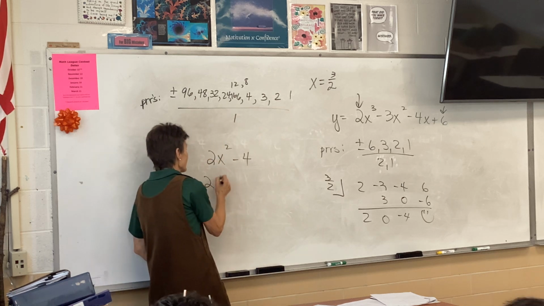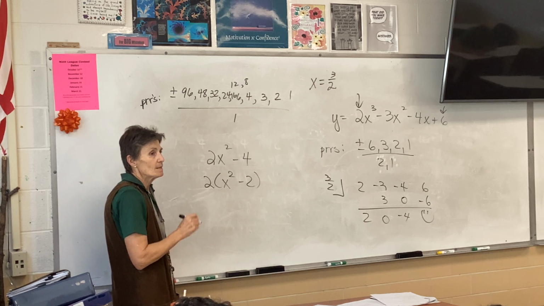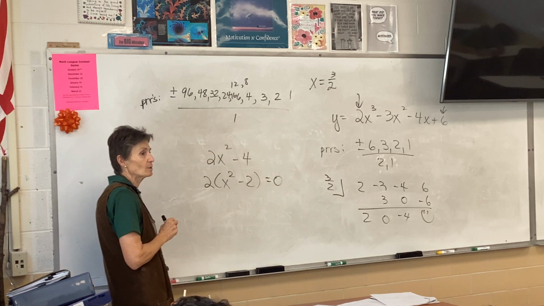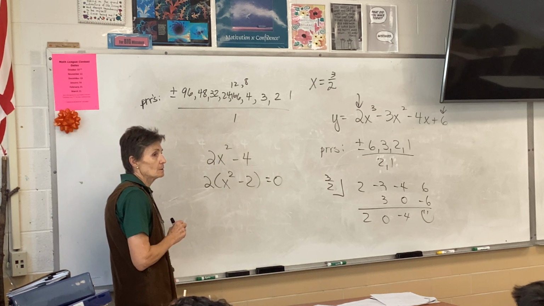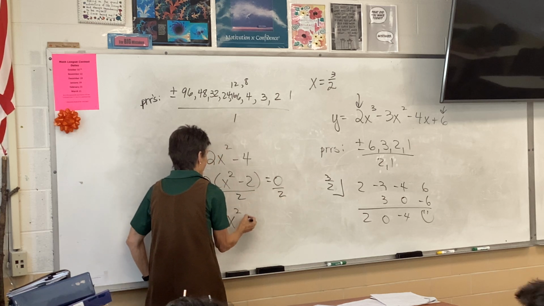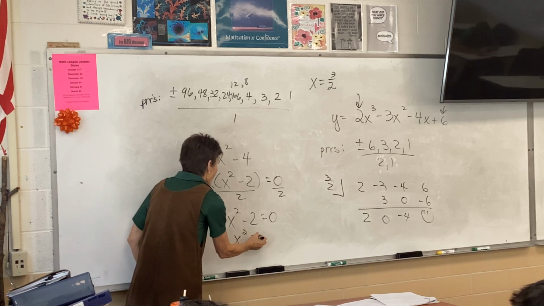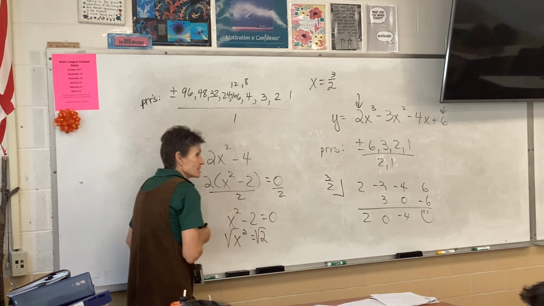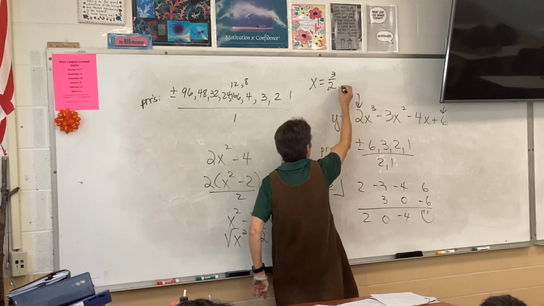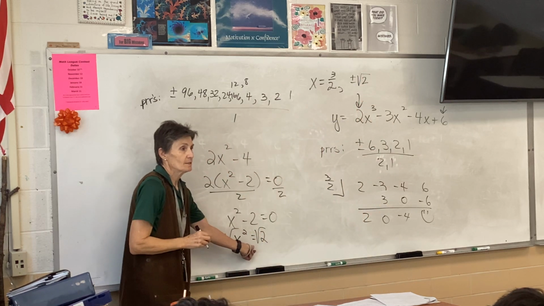Actually, I don't think I take 2 out. But does that factor? Okay, now remember, we're solving it, so we want to set it equal to 0. So, can I divide both sides by 2? And take the square root of both sides. So what are my other 2 answers? Plus or minus the square root of 2.